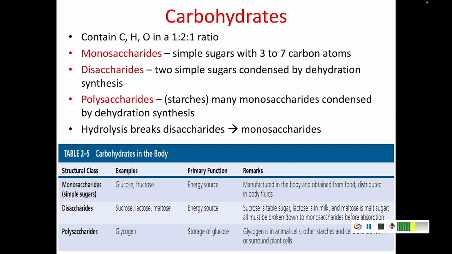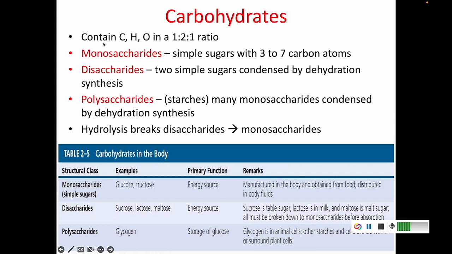The first of the biomolecules we're talking about is going to be carbohydrates. Carbohydrates have carbon, hydrogen, and oxygen in them, in a 1 to 2 to 1 ratio. So if you have 5 carbons in your carbohydrate, you'll have 10 hydrogens and 5 oxygens. If you have 7 carbons, you'll have 14 hydrogens and 7 oxygens. If you have 3 carbons, you have 6 hydrogens and 3 oxygens.